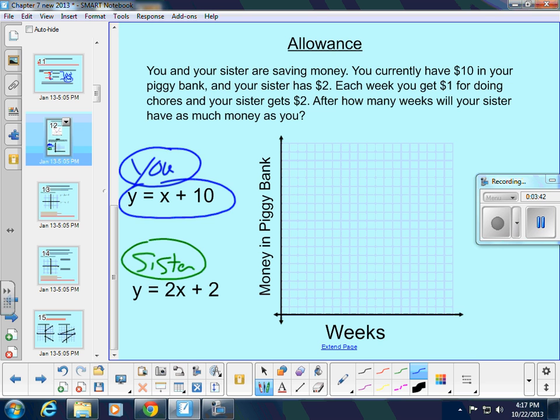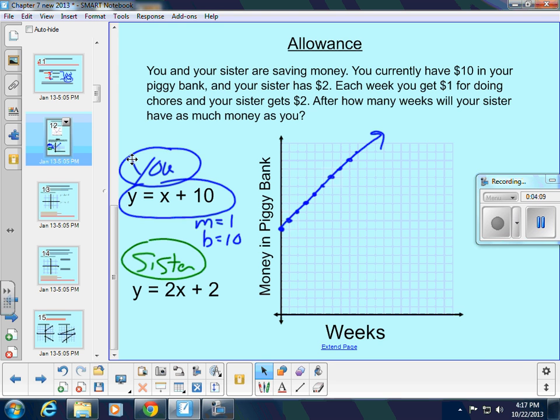So this first equation, y equals x plus 10, I could say, well, my slope is 1, my y-intercept is 10. So if I go up 10, 1, 2, 3, 4, 5, 6, 7, 8, 9, 10, put a point, and then my slope is up 1 over 1, I can make a bunch of points, and here's how much money I would have as time goes on. Getting $1 every week and saving that dollar, there's how much money would be in my piggy bank.